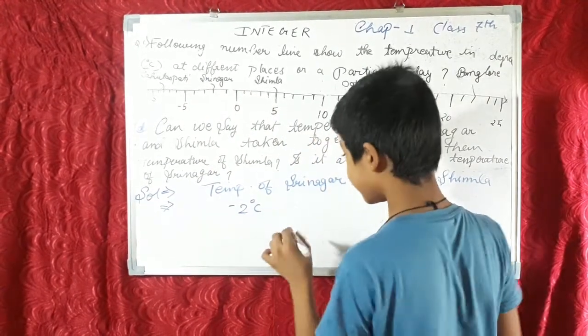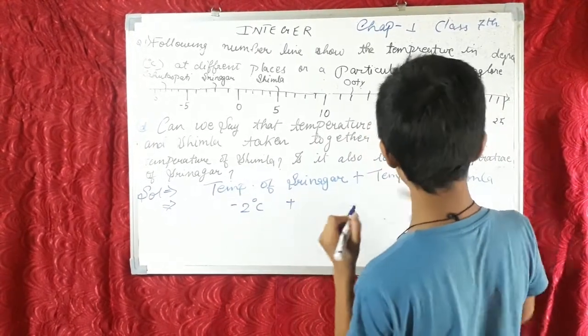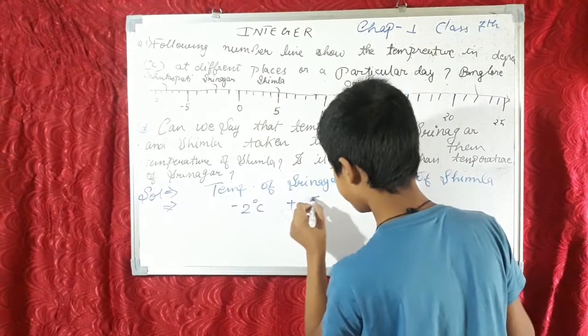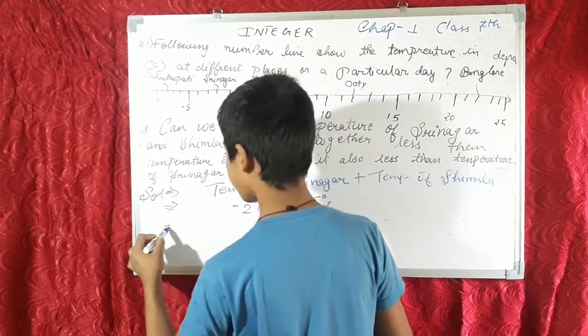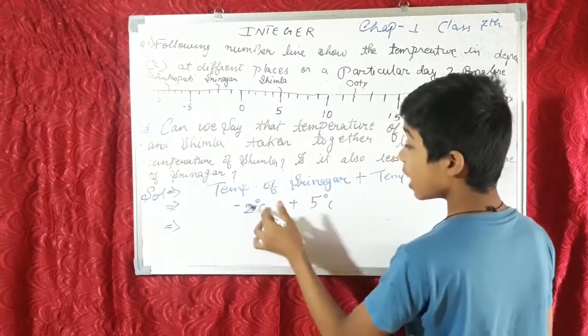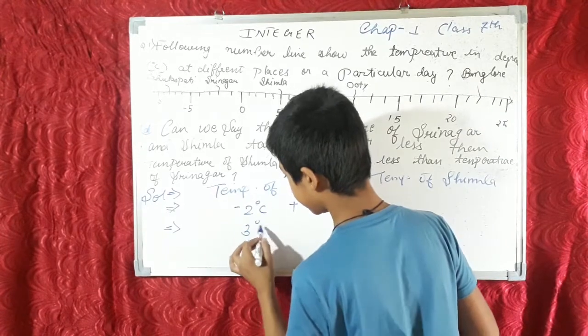Then together, which means we have to put a plus sign here. The temperature of Shimla is also with a plus sign, 5 degrees Celsius. Okay, this second step is over. Now we have to write the third step. Equals to sign. Then 5 minus 2 becomes 3. So we write here 3 degrees Celsius.